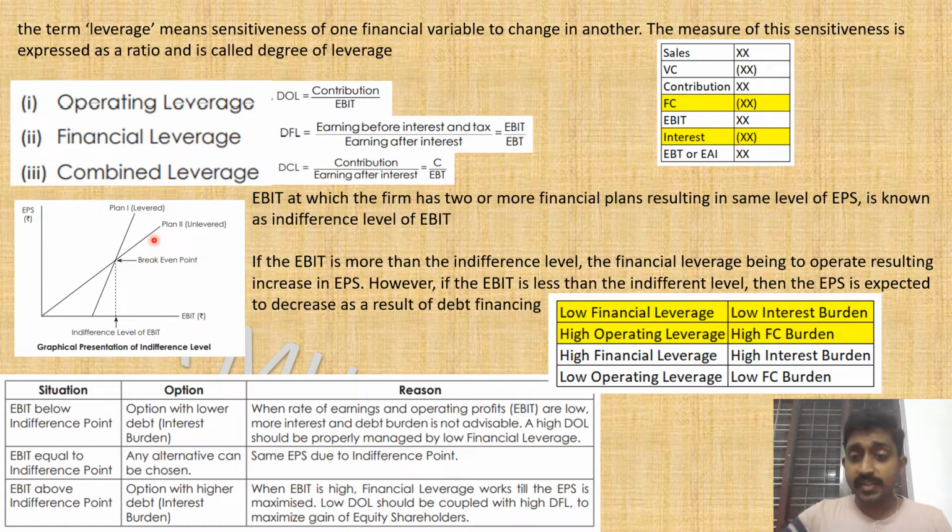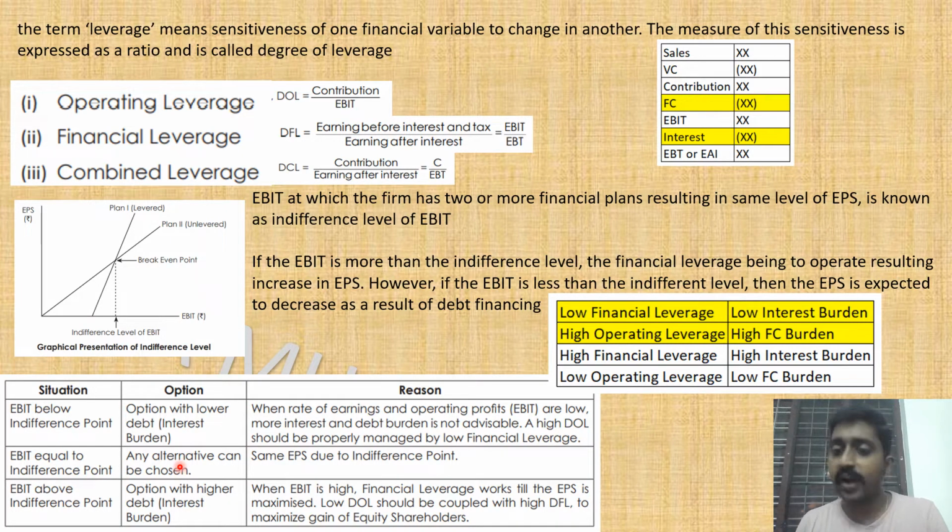You can tell the corporate, and the corporate will go for the loan or equity financing, whatever it is. That is called the EBIT-EPS indifference point. One more thing: when EBIT is at the indifference point, both plans are equally good. So when EBIT equals the indifference point, any alternative can be chosen.